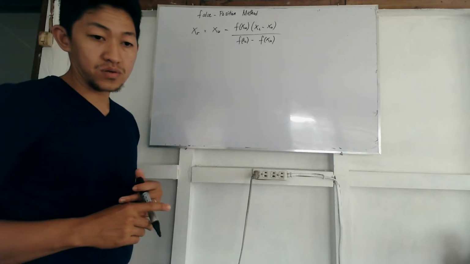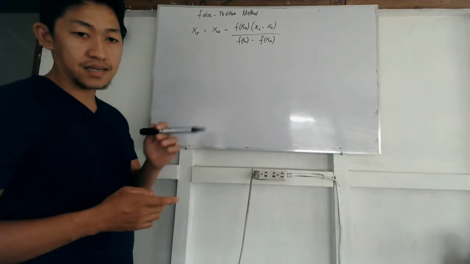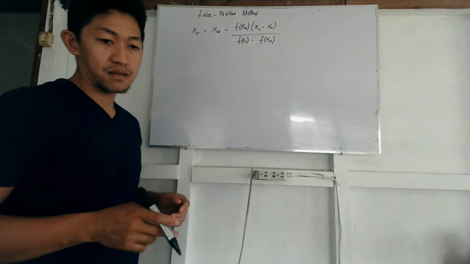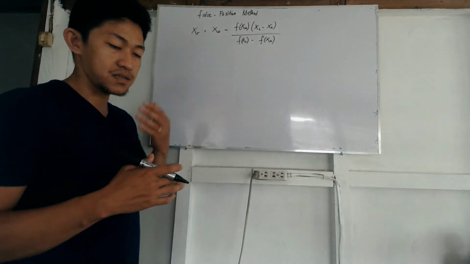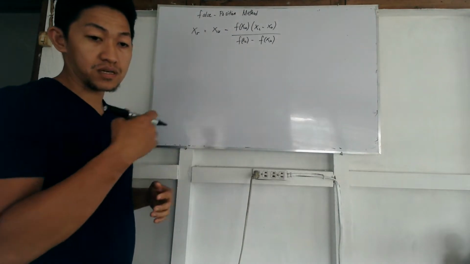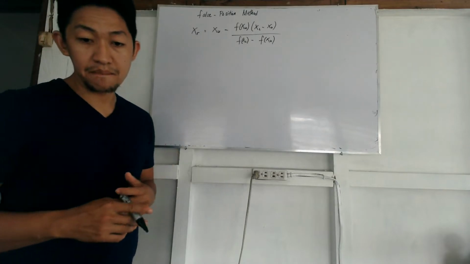Okay, and the sequence is just the same. First you choose XL and XU, calculate XR, and then determine the error. If the error is greater than the stopping criterion, proceed to the second iteration, and so on.